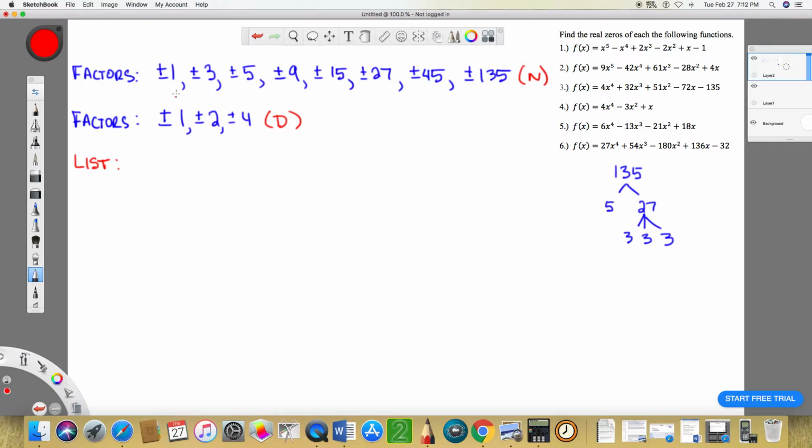So when we divide by 1, we'll get this list. So let's check positive and negative 1 and see if they're zeros of the function. They might be, they might not be. So I'm doing number 3.